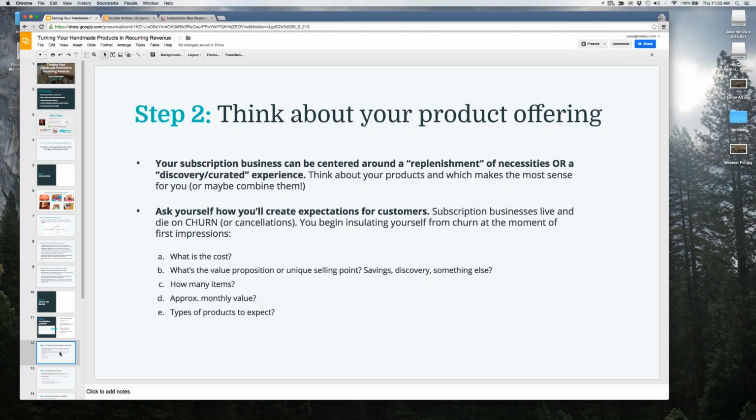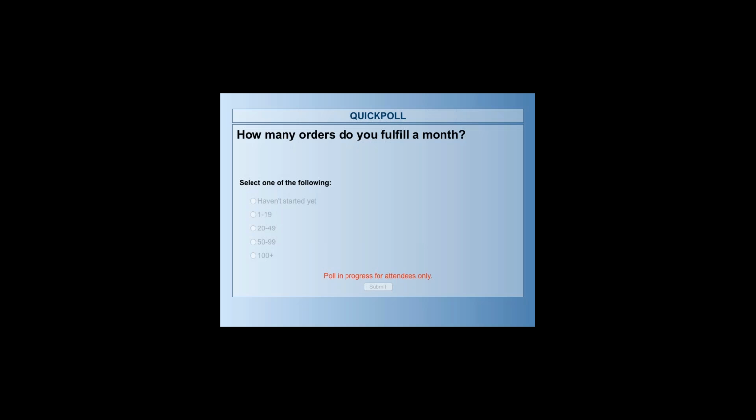So step two, you've got to think about your product offering. And I think this is going to be honestly unique for every single person in this webinar. Before I go into this, let me ask you guys another question. How many orders are you currently fulfilling? A great question would also have been what types of products you sell, so I could have generated some ideas for you. But let me know how many orders you fulfill a month, and this will give me a good sense of how to frame the next couple of slides.